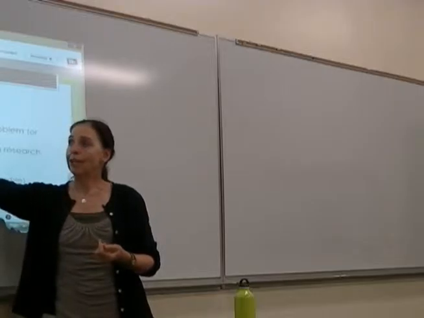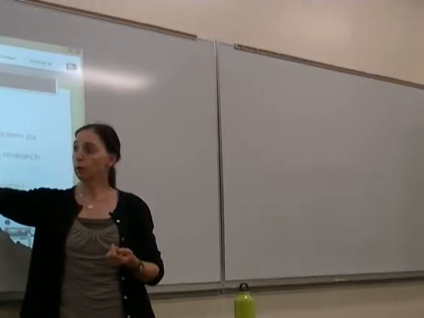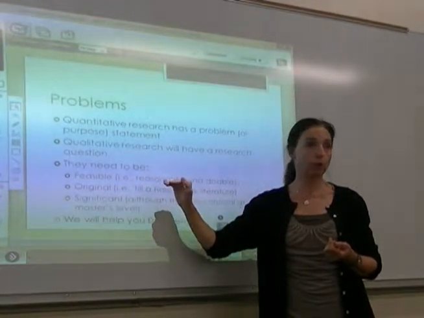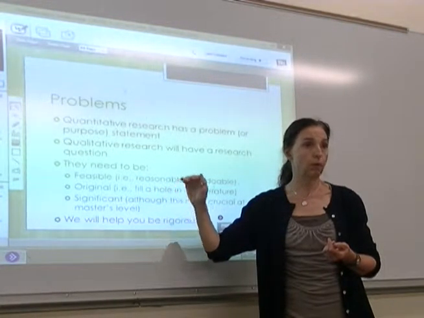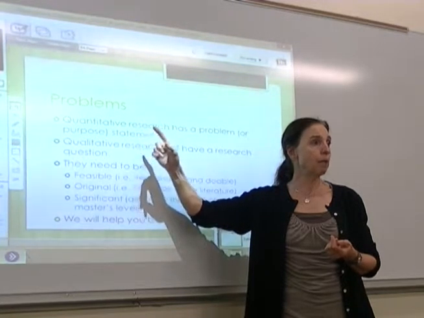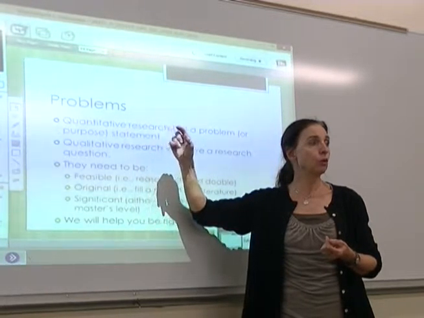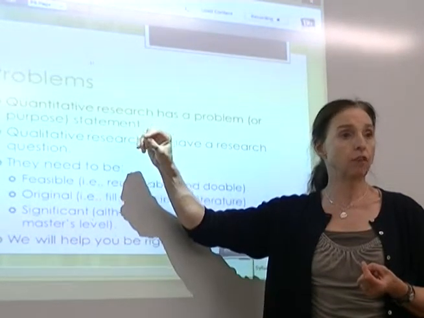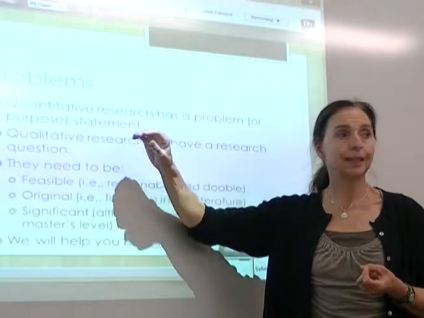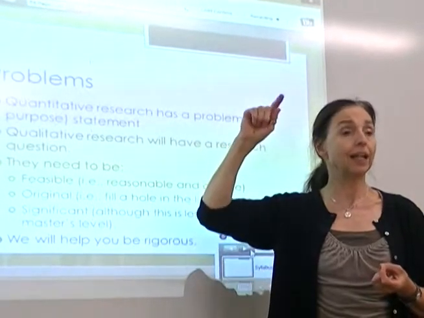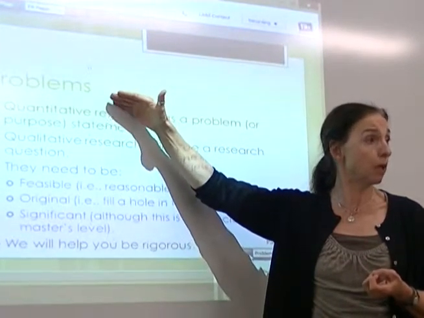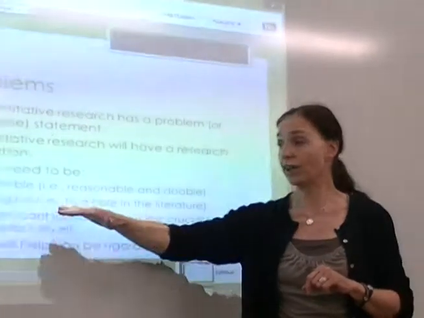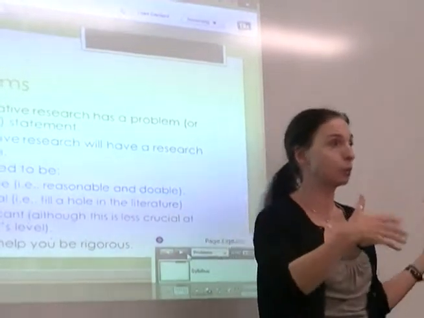Word of warning, we're looking at a question, a problem that is original, that's feasible and reasonable. "The purpose of this paper is to review research on balance in volleyball players." It would be a good paper, but it's not acceptable for this class. It's not an original question. You're reviewing everybody else's work.